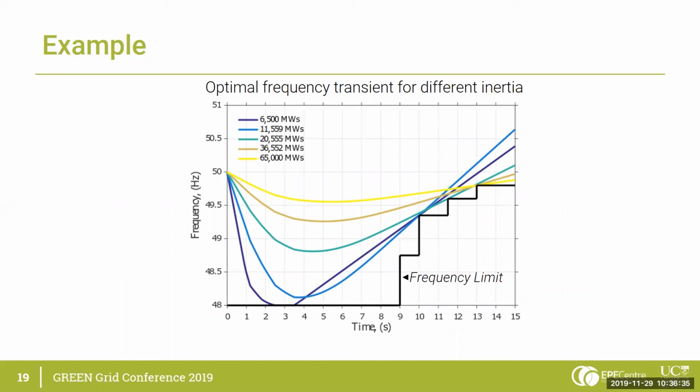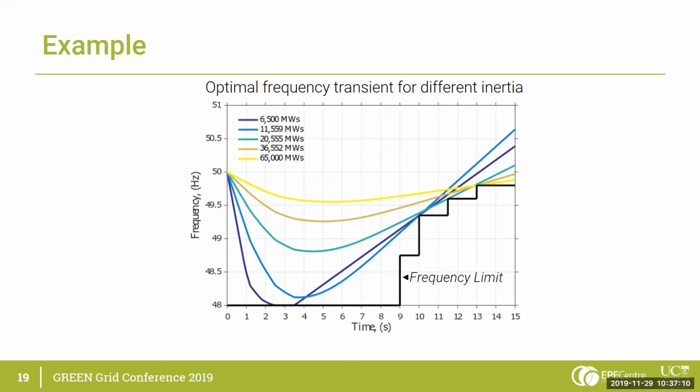The results shown in this plot are the given frequency transients for different inertia values. So depending on what the inertia is, you get a different frequency transient, and the ones shown here in this plot are the optimal results. Again, we got a frequency limit, which is initially at 48 Hertz, and then after a certain amount of time, there's a series of step responses, and this is to ensure that the frequency returns back to its nominal value.